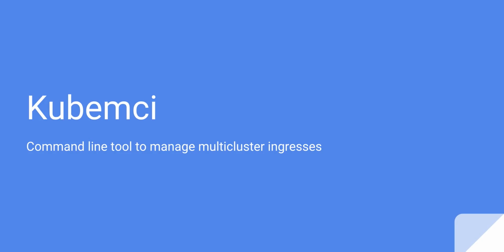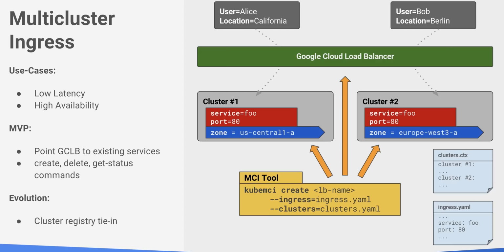If you've used Kubernetes ingress with Google Cloud Load Balancer to create L7 load balancers, you can now use kubemci to do the same for multiple Kubernetes clusters. Doesn't that sound awesome? Let's see how it works.